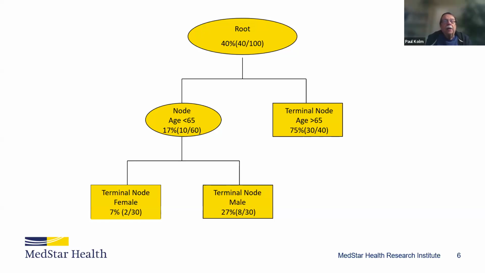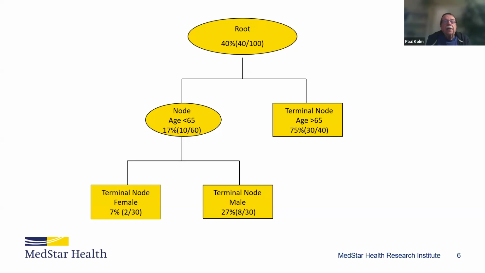And so the splits are going to result in what we call nodes. There are two different kinds, just a regular node and then a terminal node, which means there are no further splits after the terminal node. So in this example, our first split is with age less than 65 or age greater than 65.